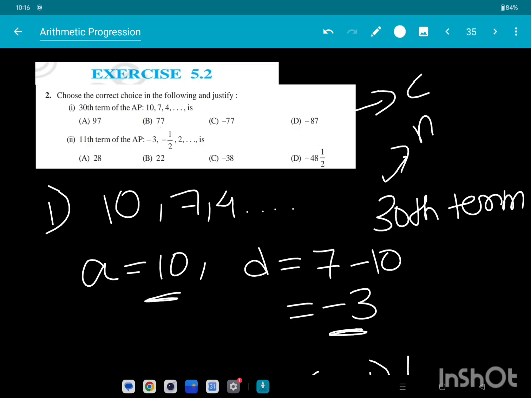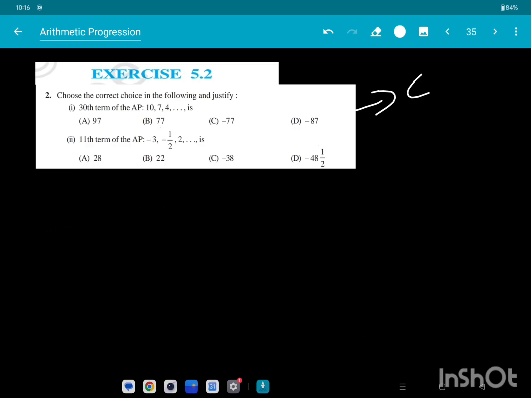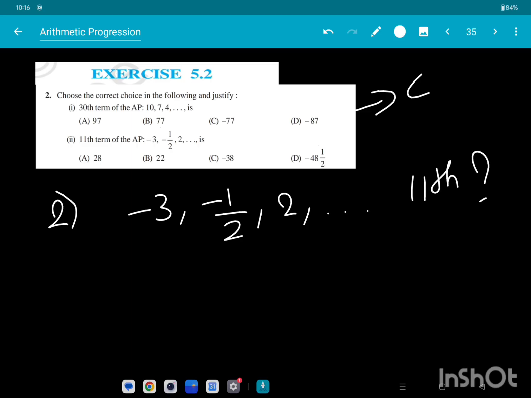Now we will see the second question. Here what is the second question? The 11th term of the AP. The AP is minus 3, minus 1 by 2, 2 and so on. We need to find the 11th term. So first of all, I will write it here.